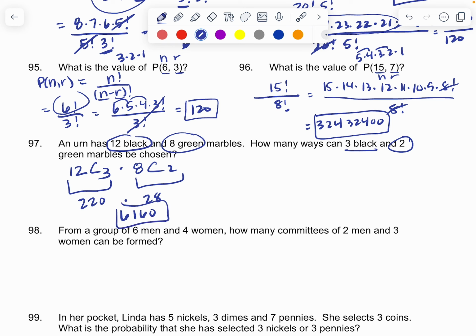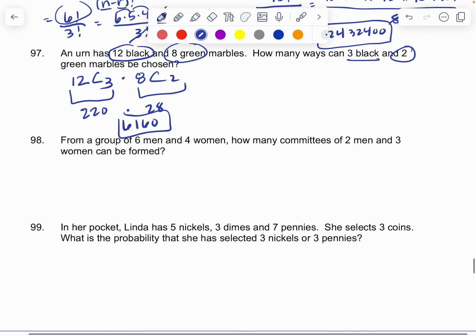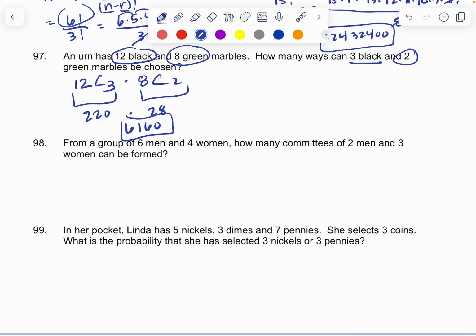All right, 98. From a group of 6 men and 4 women, how many committees of 2 men and 3 women can be formed? Again, this is still combinations because order does not matter. So look, I have 6 men and I'm choosing 2, so it's 6 choose 2. And then I have 4 women and I'm choosing 3, so 4 choose 3. Again, if you have separate events like that, multiply them together.